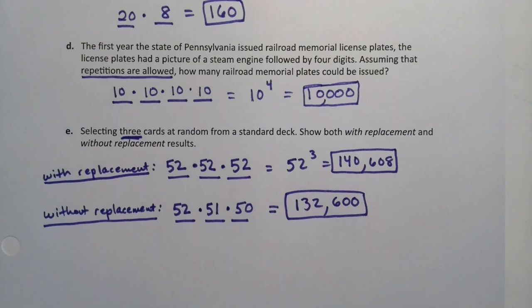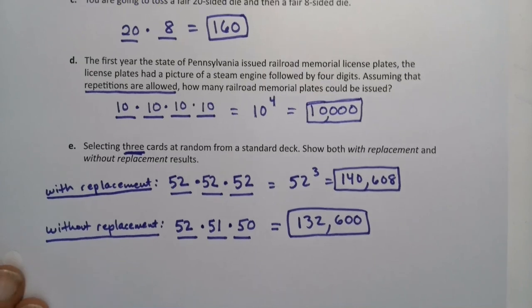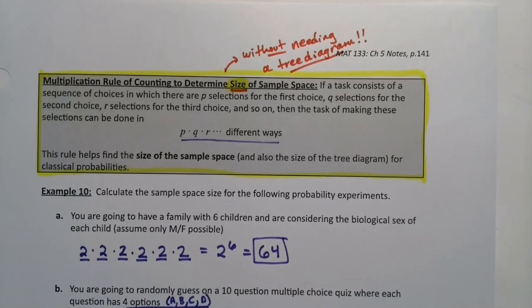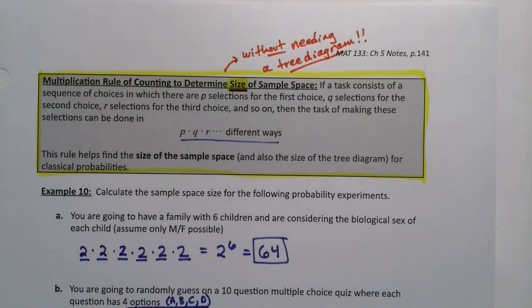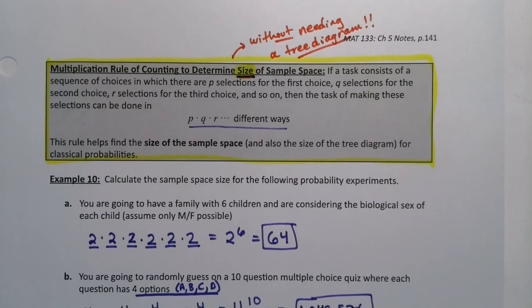And either way, all of these figure out the sample space size without you having to actually create a tree diagram or anything like that. If you're going to come up with probabilities based on hypotheticals and logic, you need a way to find the size of your sample space in order to be able to find your probabilities. And the multiplication rule of counting will help us do that.